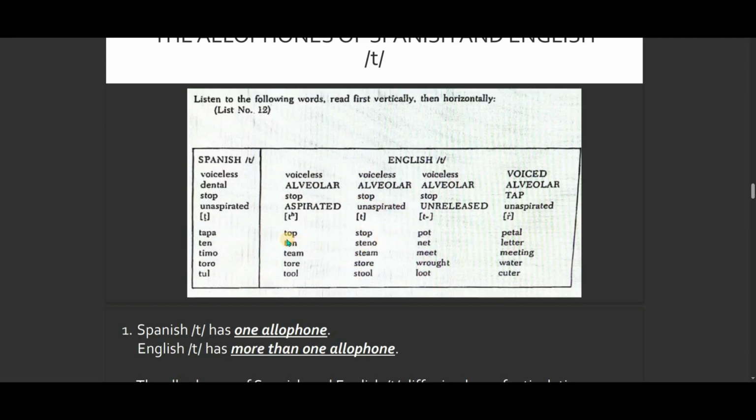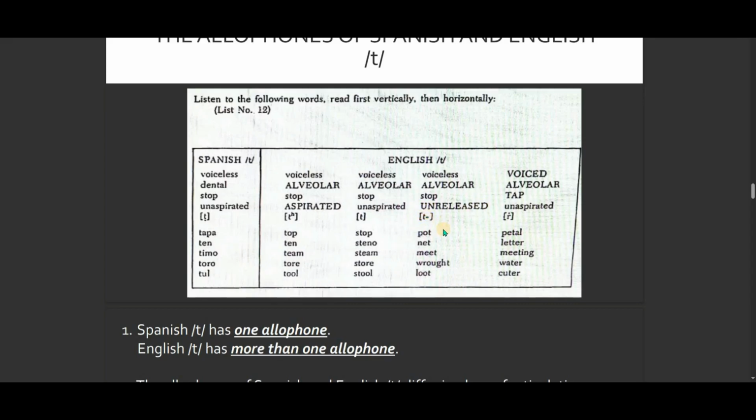So in this case, top becomes stop, ten becomes steno, team becomes steam, tor becomes store, and tool becomes stool. Then we have the voiceless alveolar stop unreleased, represented by a T with an equal sign beside it.